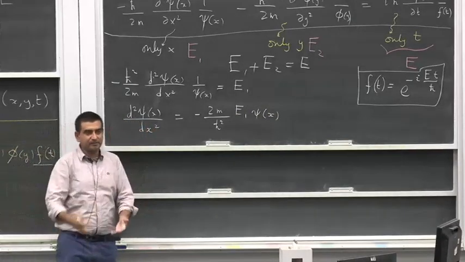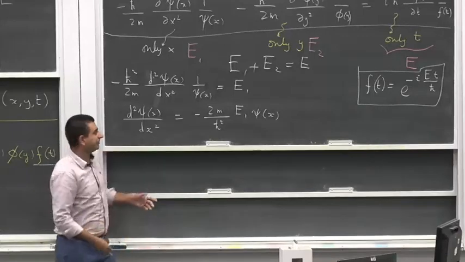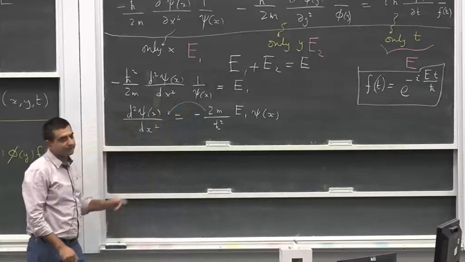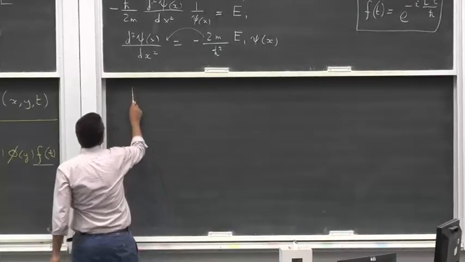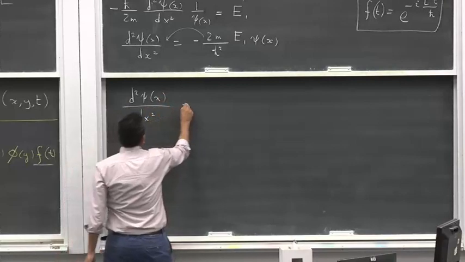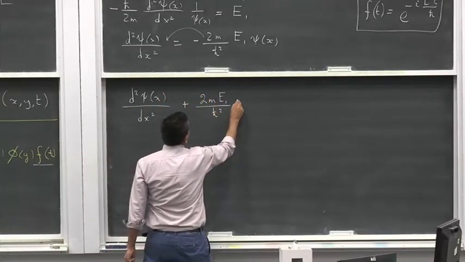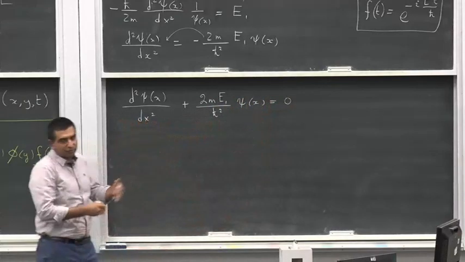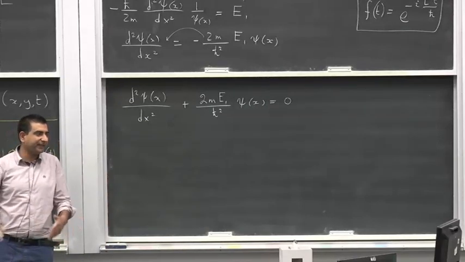Okay, so I just did some juggling with the coefficients. I moved one coefficient from one side to the other side. Now I can take this term to the other side of the equation: d squared psi over dx squared plus 2m E1 over h bar squared psi(x) equals 0. Now does this look familiar? It's just the one-dimensional Schrodinger equation in the x-axis.